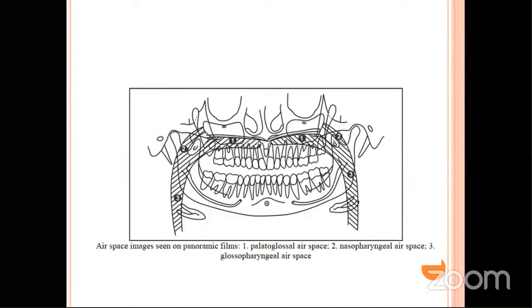And the air spaces which are seen in the OPG are the palatoglossal air space, which continues as the nasopharyngeal air space and the glossopharyngeal air space. The one which is seen above is the palatoglossal. Some radiolucency you can see above the ash, that is called the palatoglossal air space, which continues as the nasopharyngeal air space, and which further continues inferiorly as the glossopharyngeal air space.